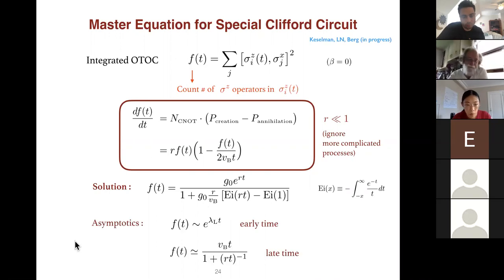We can analyze the early and late time behavior by expanding this exponential integral at large t and small t. And what you find is that at early time, indeed, it gives me an exponential behavior where lambda_L is basically r. And at late time, it does approach the linear behavior as well. So this is basically to show you that we can write down analytically the master equation for the integrated OTOC and solve it. And in the early time and late time limits, it gives results consistent with the numerics and also with the conjecture that we had at the beginning.